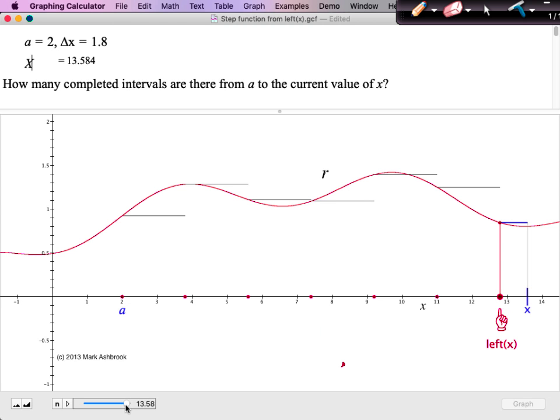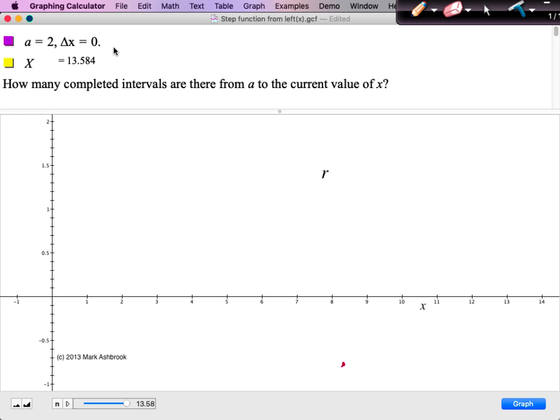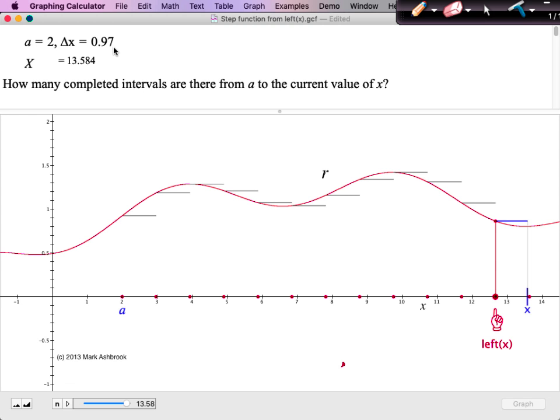Lydia, did you get it? How'd you get it? You counted them. Awesome. Counted them. Love it. Okay, go. How many completed intervals? Now a is 2, delta x is 0.97, and x is 10.549. How many completed intervals are there from a to the current value of x? What's that, Rebecca? How'd you get it? You counted them? Okay.